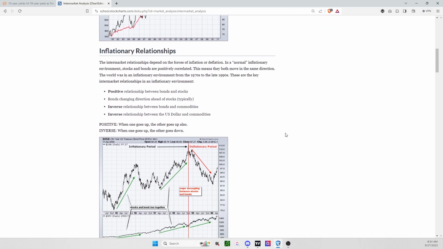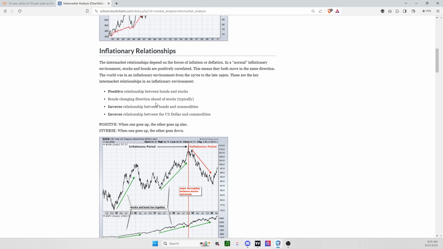And that's okay, as long as you know that the intermarket relationships change. For example, there's now a positive relationship between bonds and stocks instead of an inverse relationship, and we are seeing that play out right now. We'll look at that in one sec. Bonds changing direction ahead of stocks typically happens. Did we just see that? Did we just see bonds take a dip before the market started to dip about 2 months ago? Maybe. There's also an inverse relationship between bonds and commodities, and an inverse relationship between the US dollar and commodities.